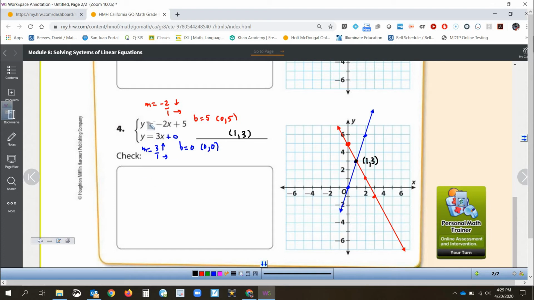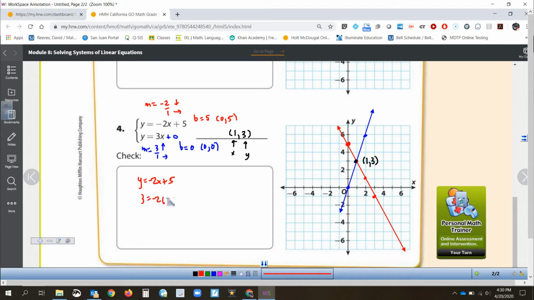So if I go right up here, again, I'm going to go to my first equation and call that my red equation. y equals -2x plus 5. And I'm going to put in 3 for y because, again, this is my x and this is my y. I'm going to go ahead and put in 3 for my y.